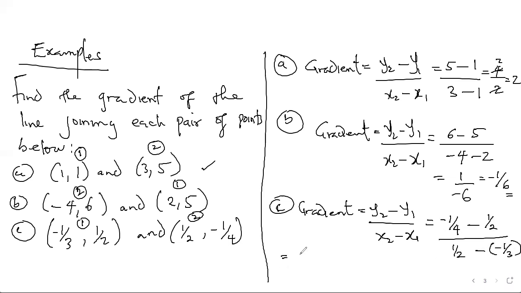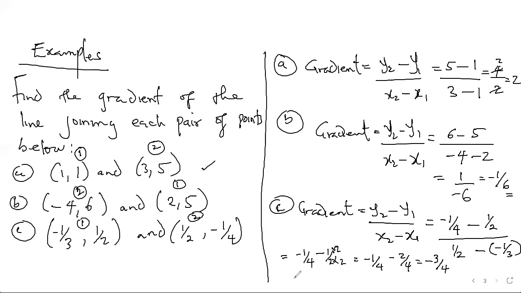So what do I get? Minus 1 over 4 minus half. I'm going to deal with the numerator first. If I make the denominators the same, I can multiply this by 2 and multiply this by 2. So that gives me minus 1 over 4 minus 2 over 4, which gives me minus 3 over 4.